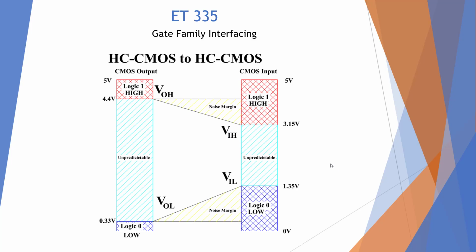Here we're showing the HC CMOS to the same family. And again, we have very tight outputs and they have a fairly large noise margin.